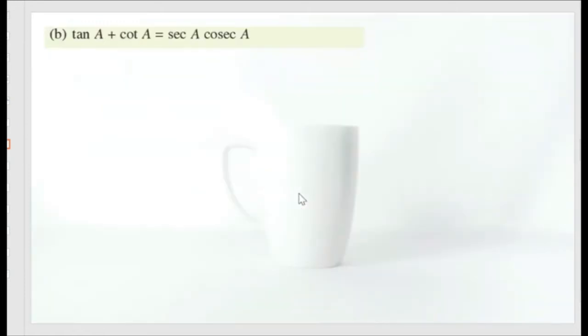B. Okay, we have to prove tangent A plus cotangent A equals secant A times cosec A. So from this, do you think it is easier to prove from the left hand side, or easier to prove from the right hand side? Can anyone give me some comments?